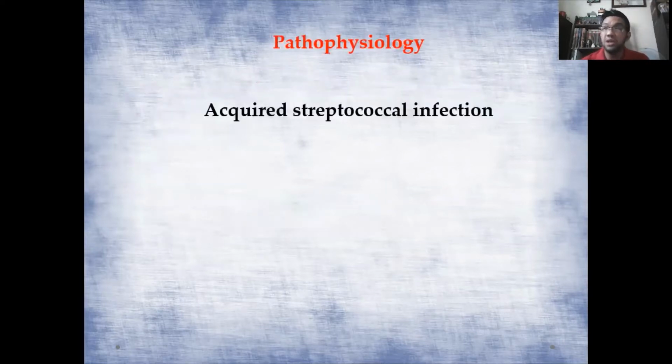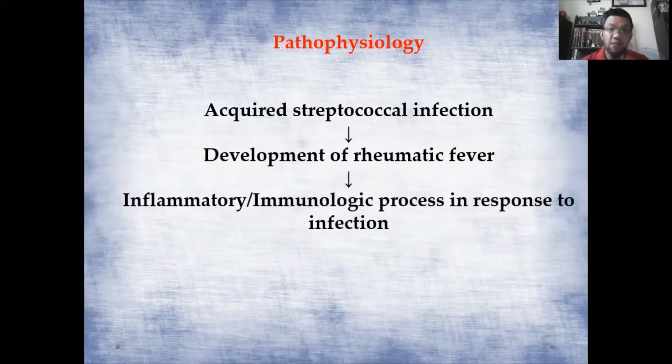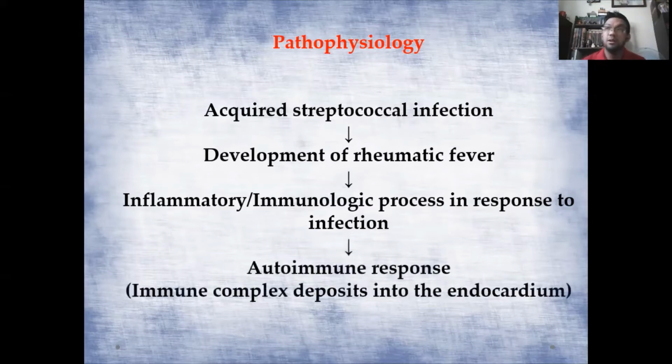Pathophysiology. Once the infection from Streptococcus is acquired, there will be the development of rheumatic fever. The inflammatory and immunologic processes will be activated once we are exposed to the Streptococcus. And once the immune response has been activated, there will be an autoimmune response. But where will it go? These immune complex deposits will go into the endocardium, the inner layer of the heart.